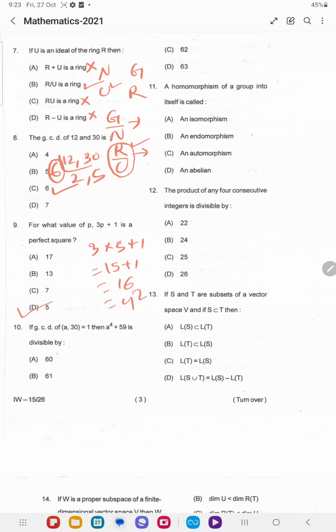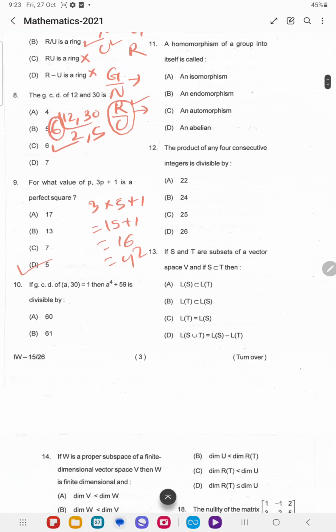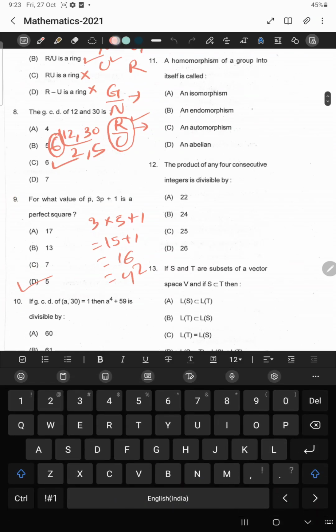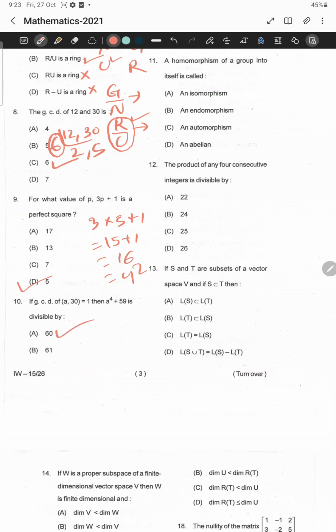So the required answer is 60. So in our question, the required answer is option A. Option A is true. Let us move to question number 11. In question number 11, a homomorphism of a group into itself is called what?